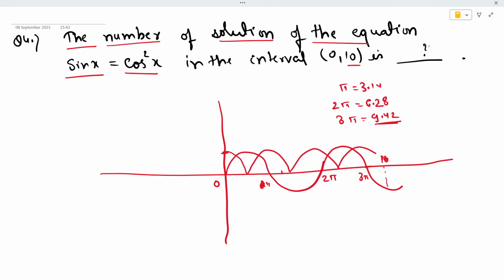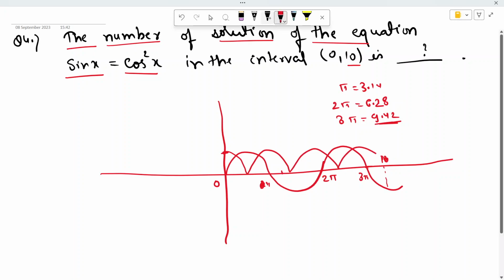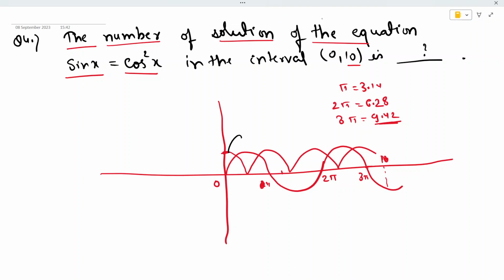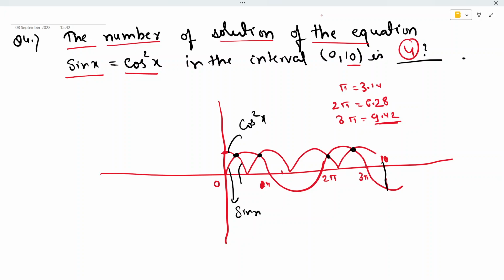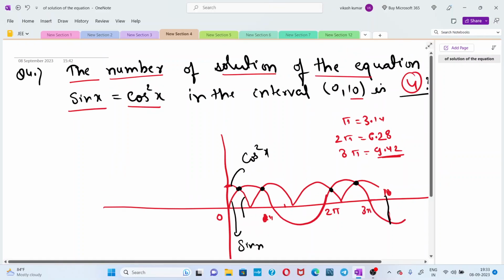This is a positive quantity because it is cos square x. Look at the intersections. Look at the graph carefully. This is the graph of cos square x, and sorry, this is the graph of sin x. Look, here: 1, 2, 3, 4. So between 0 to 10, we have 4 points of intersection. So the answer will be 4. If you know the graph of sin x and cos square x, this is very fundamental, a very basic graph. Now let's move to question 5.